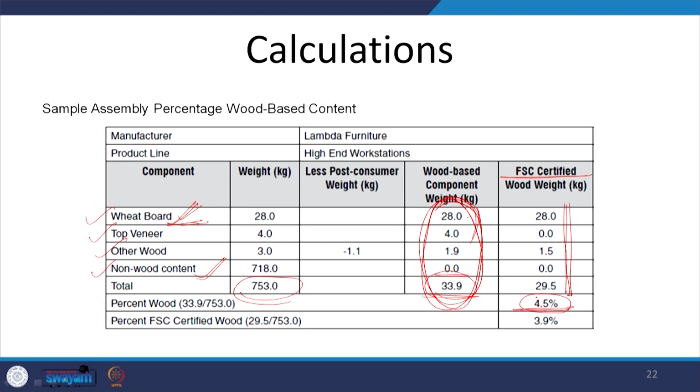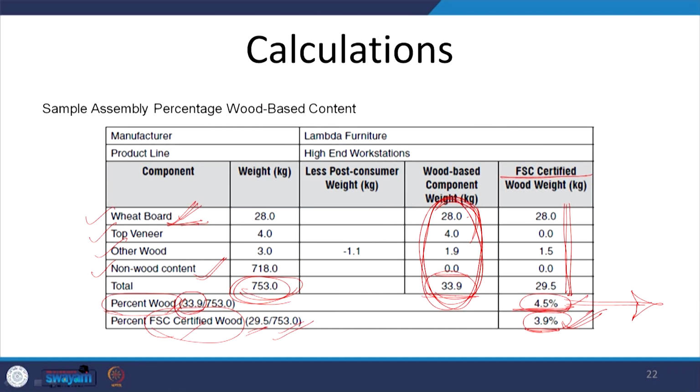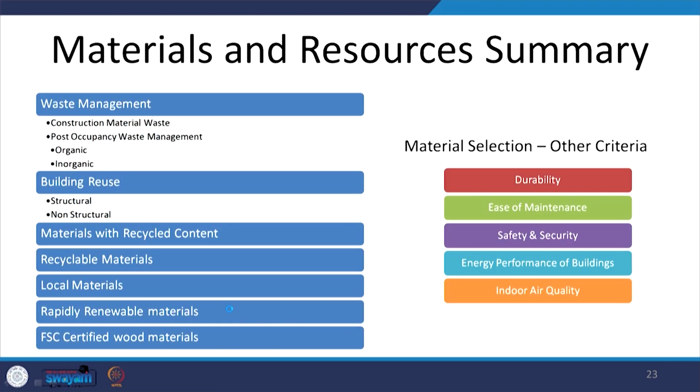So, we calculate this as part of the total percentage of wood based components, and we further calculate the FSC certified component of the wood. This FSC certified component has to be taken as a percentage of this wood component of the product. So, we see here that out of the total 33.9 kgs of the wood component, 29.5 kgs is FSC certified wood, which is more than 50% of this total wood component, and hence it qualifies the compliance criteria. It complies.